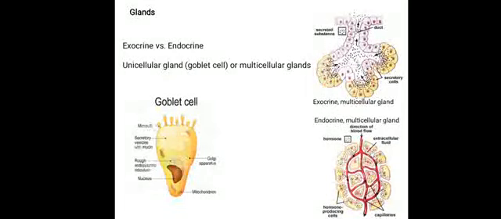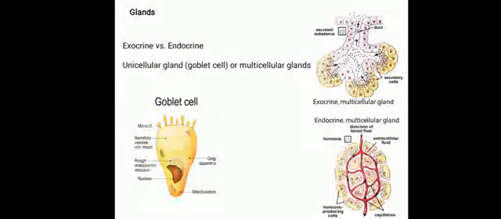So let's now move to the last part, which is glands. We have two types of glands, exocrine and endocrine. Glands are organs that are capable of secreting substances, capable of producing secretions. We have two of them. One that secretes outside, exocrine. Those that secrete inside, endocrine. So unicellular glands or multicellular glands. For the goblet cells, this is the shape you are expected to see there. This is how they look.